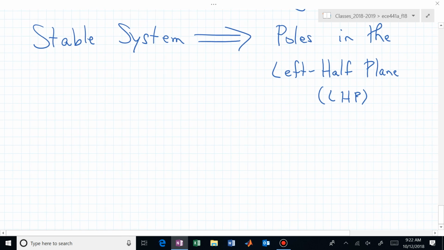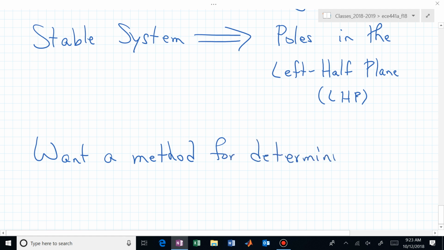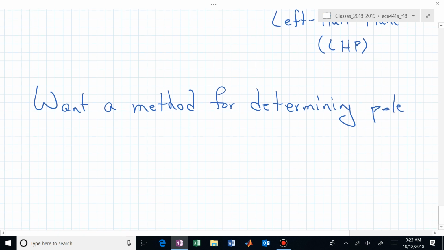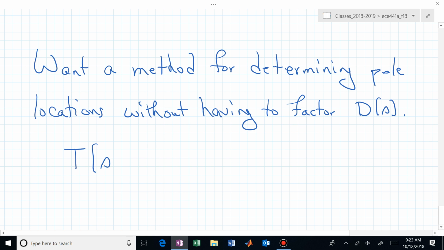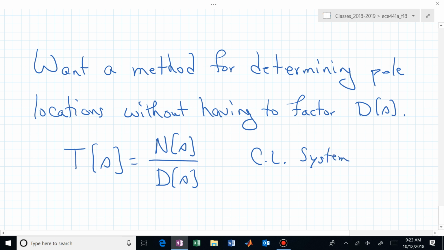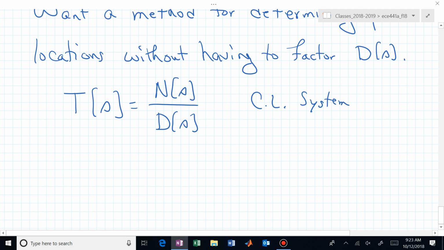So what we want now with Routh-Hurwitz stability is a method for determining pole locations without having to factor the denominator polynomial, d of s. If somebody gives us a closed loop transfer function that has n of s over d of s, we've now identified the transfer function between our reference signal and the output, for example.